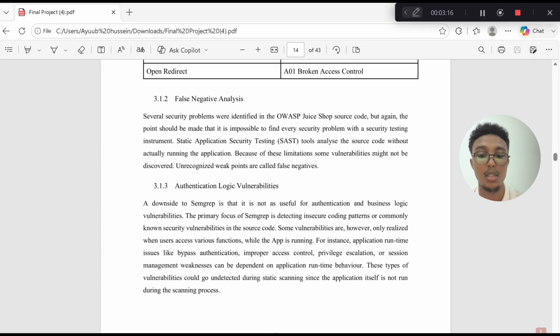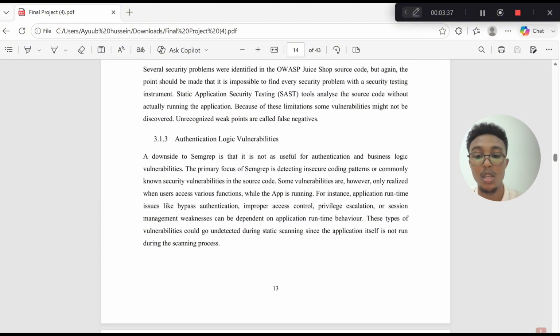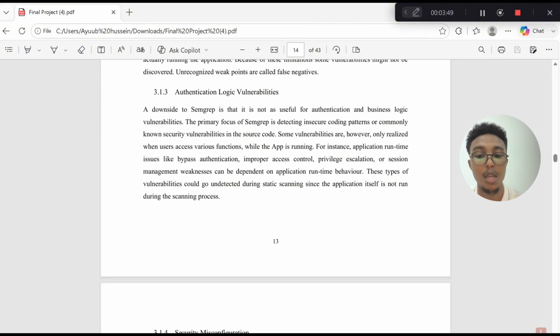Next, gap analysis. Although SimGraph detected many vulnerabilities, it also has some limitations because it is a static analysis tool. It only analyzes the source code and does not execute the application. Therefore, it may not detect business logic vulnerabilities or authentication bypass issues. It also cannot identify runtime configuration problems such as missing HTTP security headers or insecure server settings. These types of vulnerabilities are usually found by dynamic application security testing.